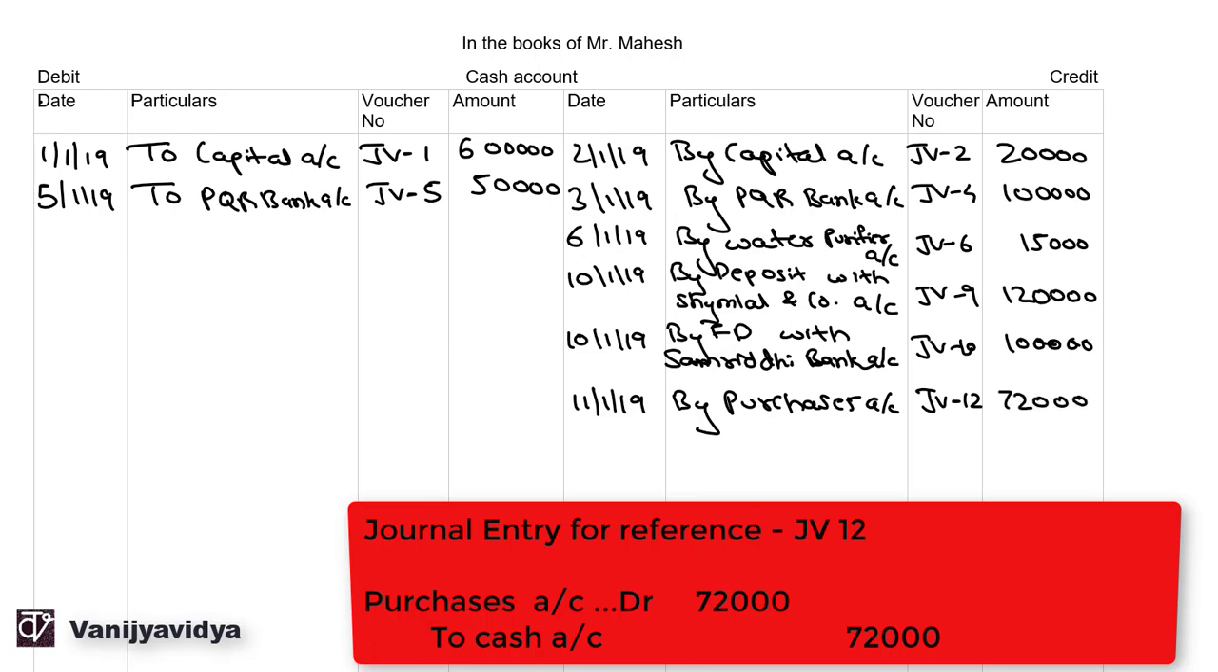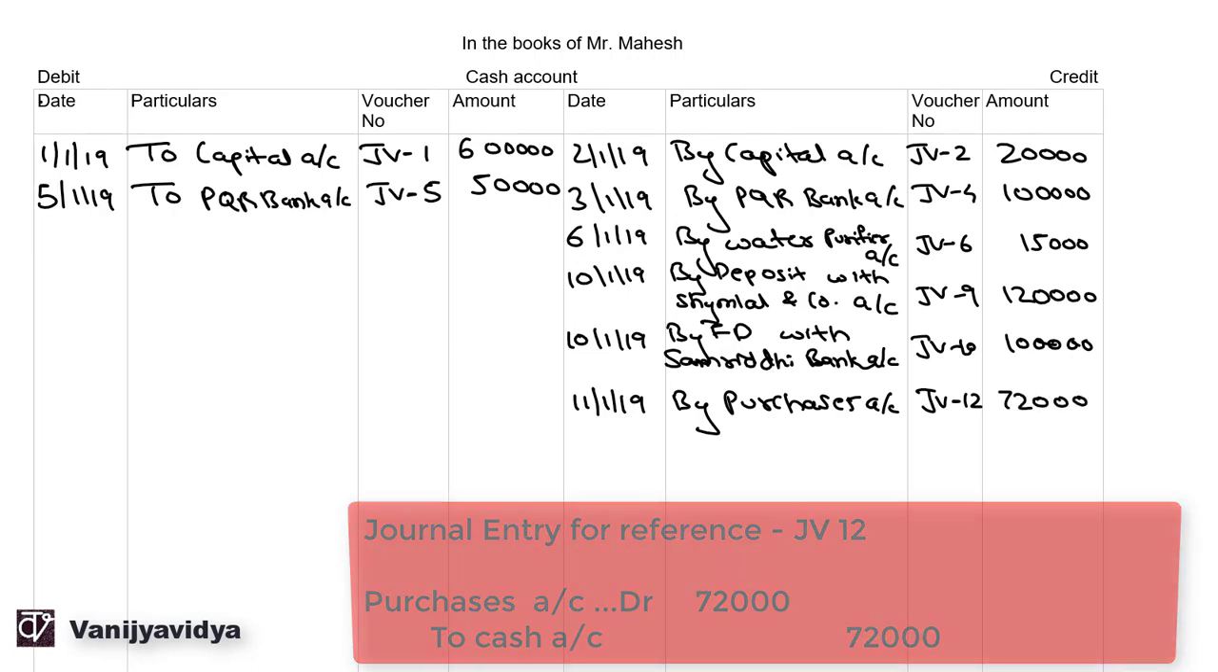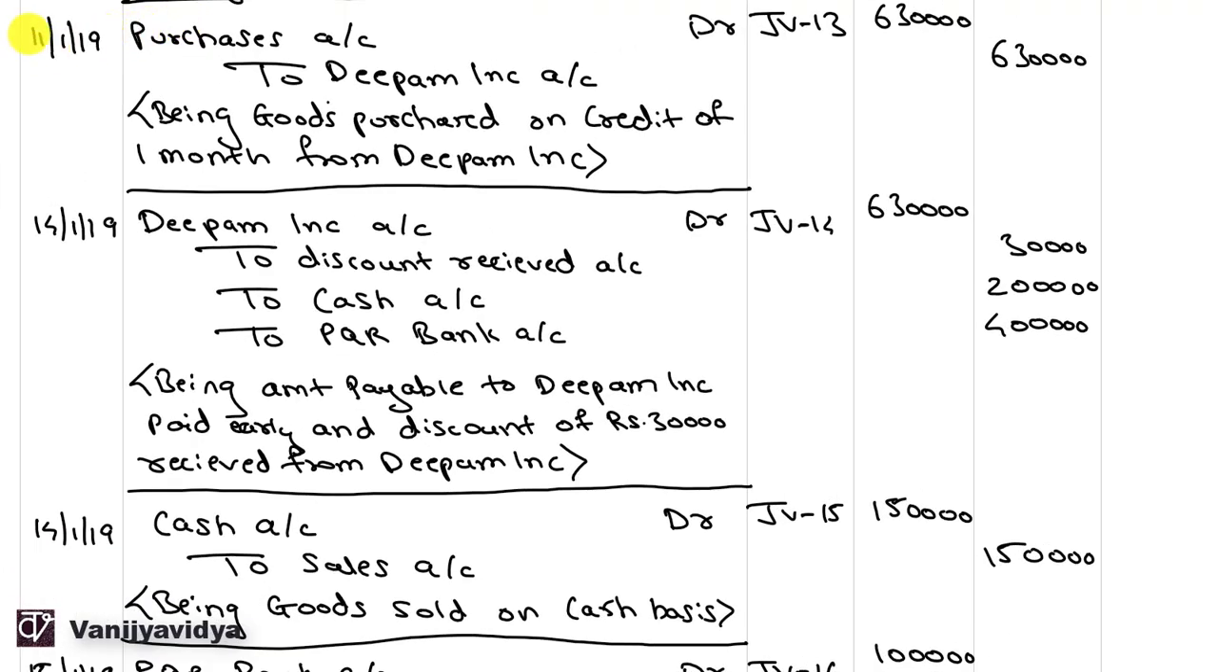Now let's move on to the next journal entry. 11 Jan 2019, purchases account debit 6,30,000 to Deepam Inc. account 6,30,000, JV13. So one impact will be on the purchases account debit side and the second impact will be on the Deepam Inc. account credit side. So let's post this journal entry.